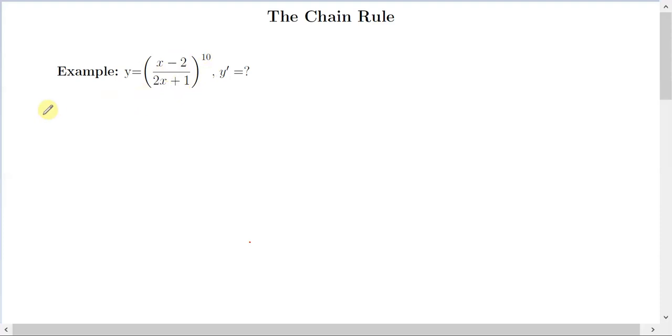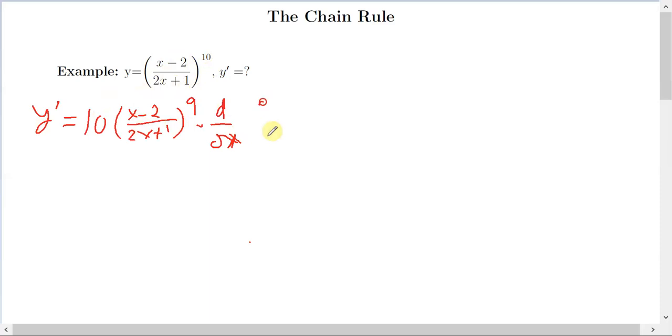So I start on the outside. If I want to find y prime, starting on the outside, just ignore all of the inside function. The outside function has a derivative of 10 blank to the 9th. But because there's something in there other than just x, I have to put the inside function inside of my derivative and then multiply by the derivative of that inside function.